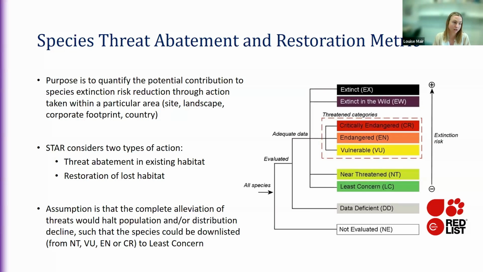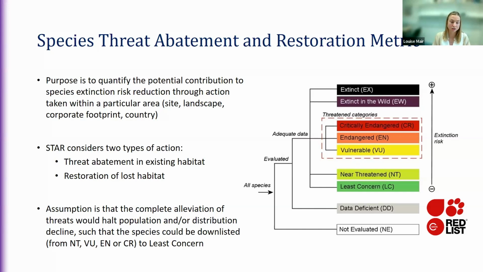And STAR considers 2 types of action. We consider threat abatement in existing natural habitat, so reducing threats in species' natural habitat. And we also consider restoring natural habitat that's been lost. The major assumption we make with STAR is that if you were to completely alleviate threats to species, then it would halt their population or distribution decline such that the species would be considered as least concern on the Red List. So we're very much working within the framework of the IUCN Red List.